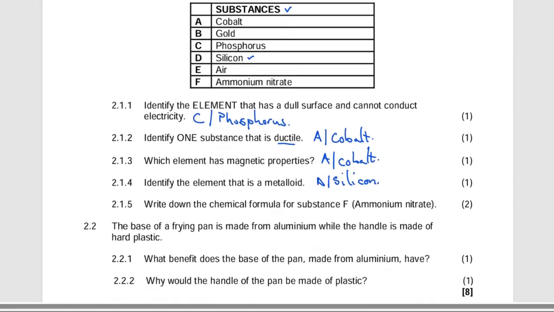Then proceeding to 2.1.5, it says write down the chemical formula of substance F, ammonium nitrate. So this is the ammonium nitrate we're asked for in terms of its formula, right? Ammonium nitrate is going to be ammonium NH4, then nitrate NO3, like that. So that's how we get our 2 marks.